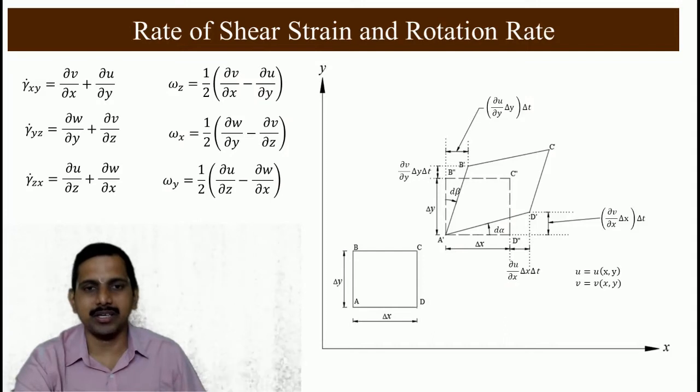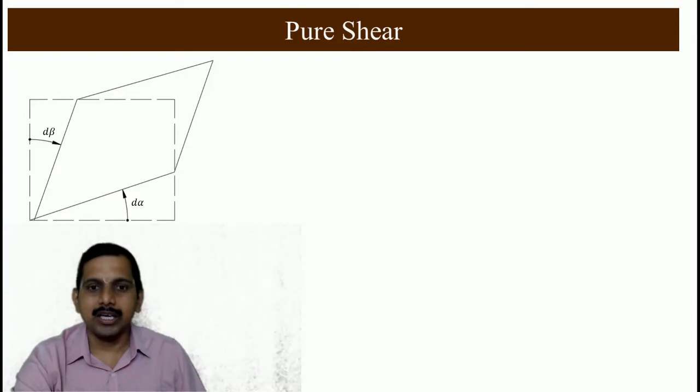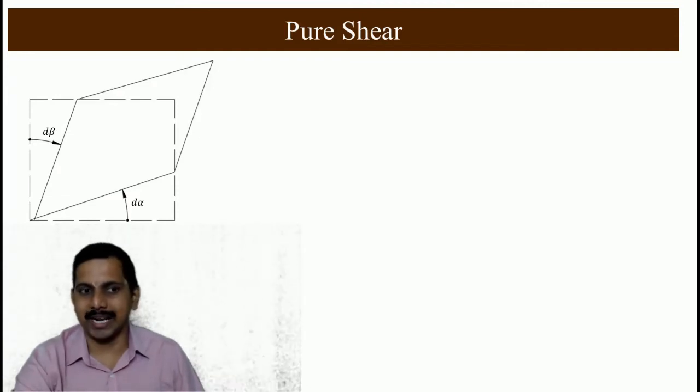Now let us take a special case. The first special case is about pure shear. Here we are taking an element which is distorted by angles d alpha and d beta. Whenever there is shear, shear means change in the included angle. The angle which was perpendicular, the right angle, is being distorted by an amount d alpha and d beta. Together that is the amount of shear.